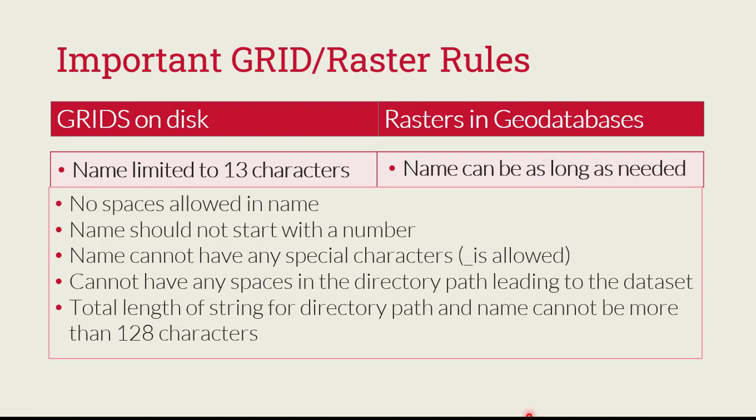So here are some important grid and raster rules that are valuable so that we can understand some of the limitations of the raster model. If you are working with grids on disk, so these are those Esri grids that have no file extension, you need to be aware that you're limited to 13 characters total for the name of that data set. By contrast, if you're storing your rasters in a file geodatabase, the name can be as long as needed. However, there are some caveats to that.